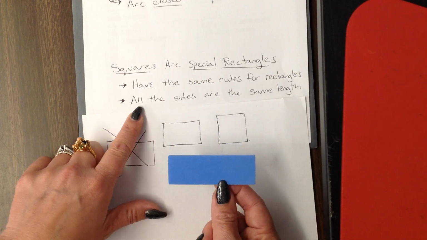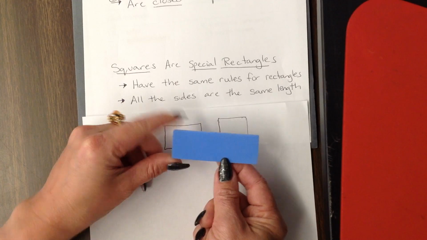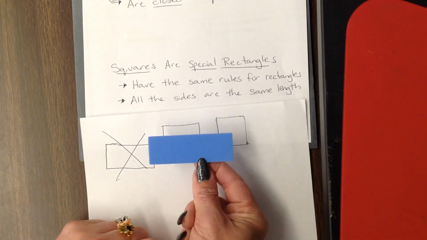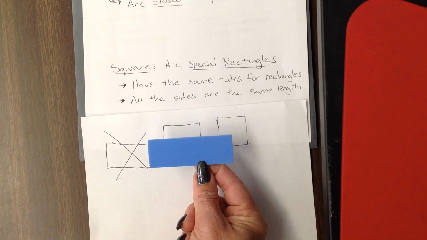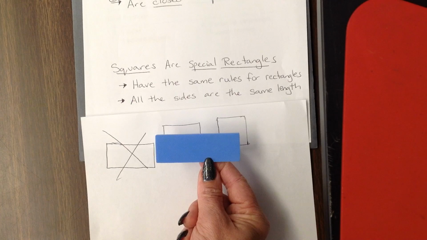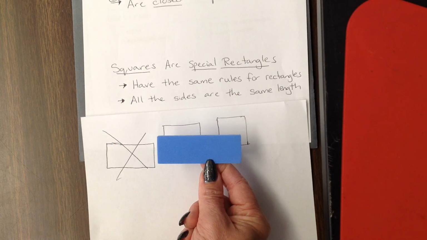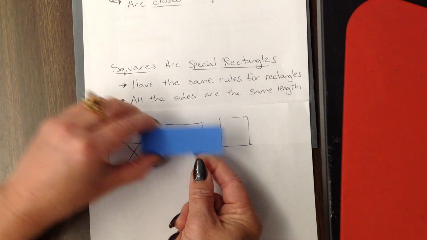Let's look at this rule, though, for a square. All the sides are the same length. Are all these sides the same length? No, they're not. This side is much shorter than this side here. So it is not a square. If someone said this is a square and someone else said that this is a rectangle, the person that said it's a rectangle is the only one that's correct. This cannot be called a square because the sides are not the same length. Okay?